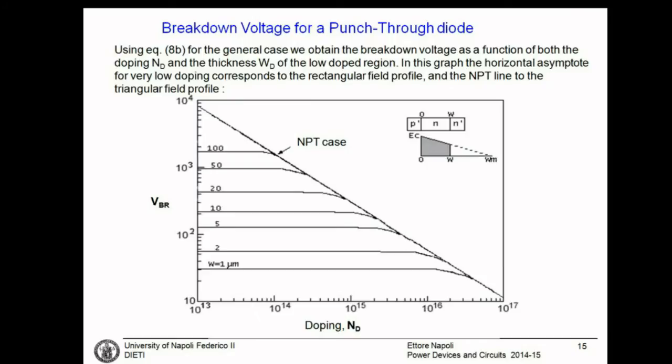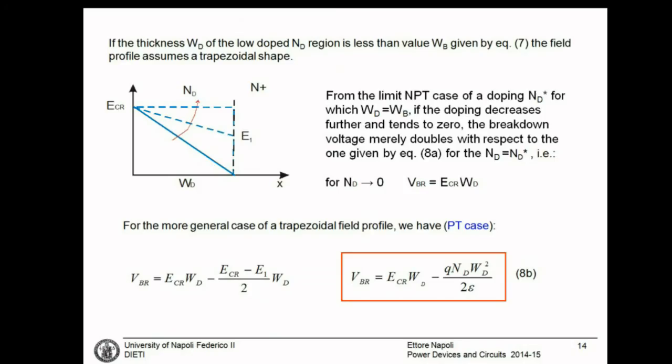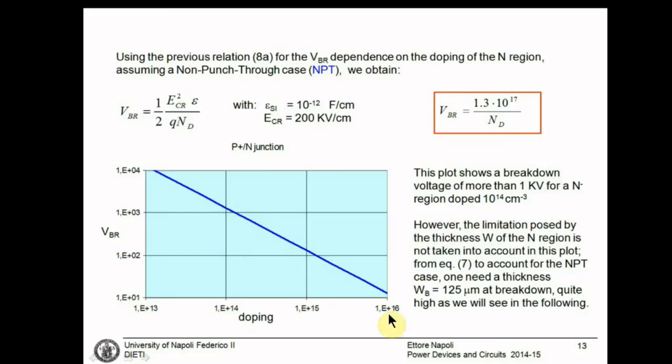This plot will show, as a function of the doping and as a function of the thickness of the intrinsic layer, which is the breakdown voltage. Actually, we will work in the reverse direction. We will set the breakdown voltage and calculate which is the doping and the thickness. This straight line here is the non-punch-through case. We have seen the non-punch-through case here.